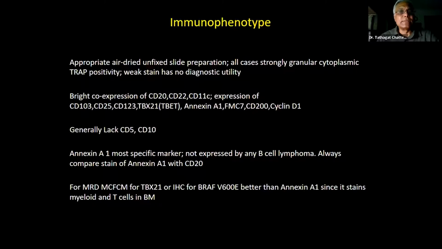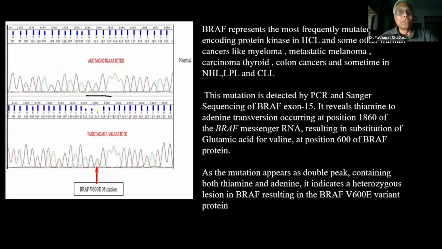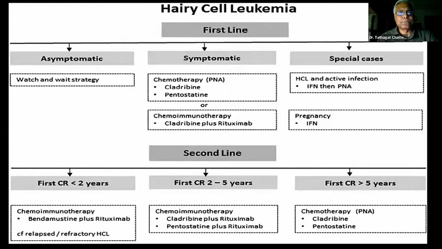Always when you do annexin A1, you must compare your stain with a CD20. For MRD in multicolor flow cytometry, TBX21 is preferred, and in IHC, BRAF V600E is preferred to annexin A1 because annexin A1 stains all the myeloid and the T cells in the bone marrow, as I have discussed earlier. This is the BRAF mutation, which you can read from Sanger sequencing and how it takes place.